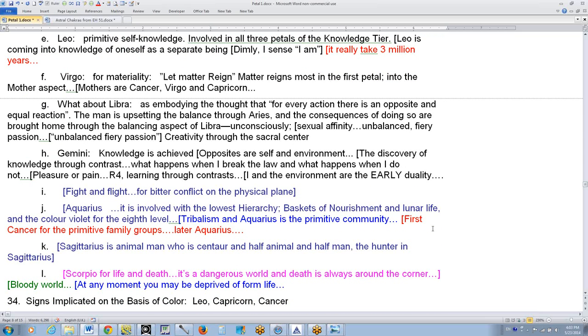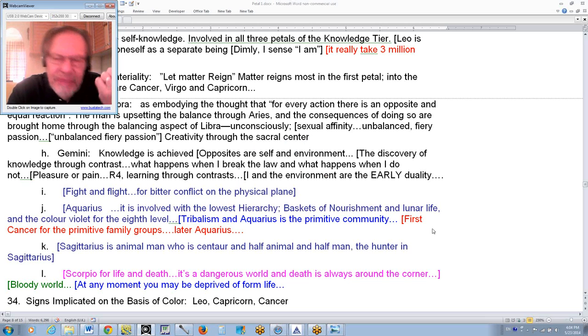Man is animal man, who is the centaur, half animal, half man. And the hunter is Sagittarius, so it fits with certain of the kinds of activities that one would have to engage in. Scorpio, we would say, for life and death. It's a dangerous world, and death is always around the corner, coming in unsuspected ways. It's also a bloody world, and at any moment you could be deprived of life. Hence, Pluto is important.